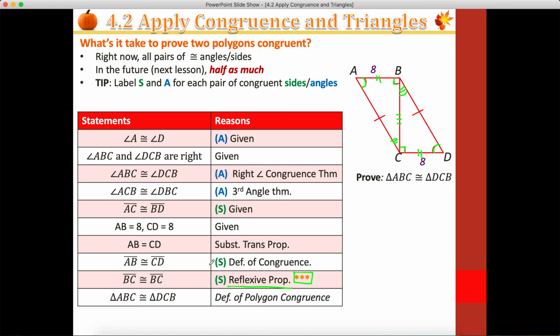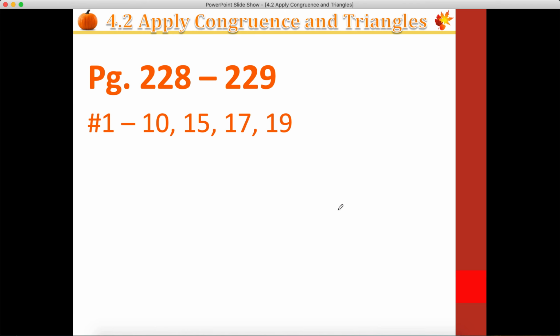We can wrap it up and say triangle ABC is congruent to triangle DCB, because that's what it means for polygons to be congruent. So if you stuck with it this far, then thanks. Recognize that it will get easier and a little more fun in the future too. So right now, thank you for watching.